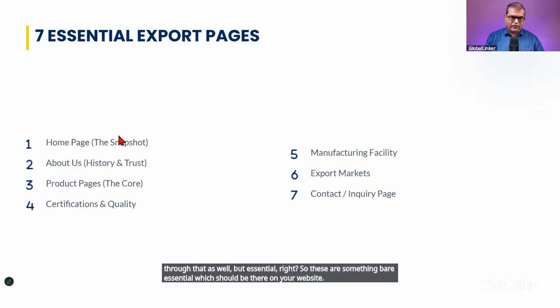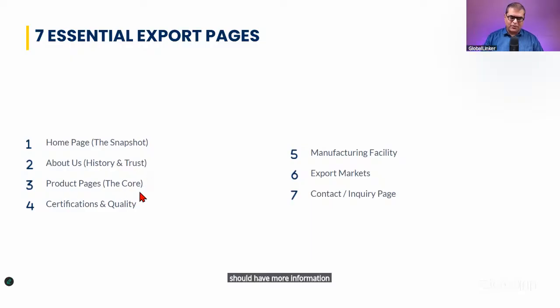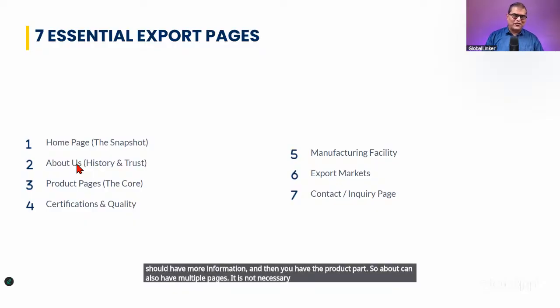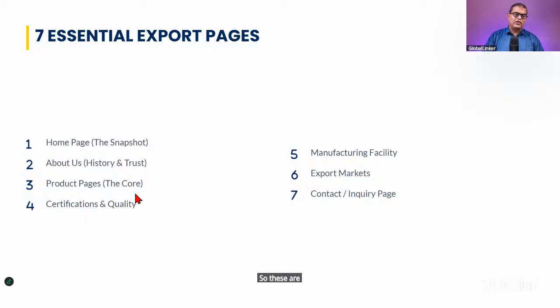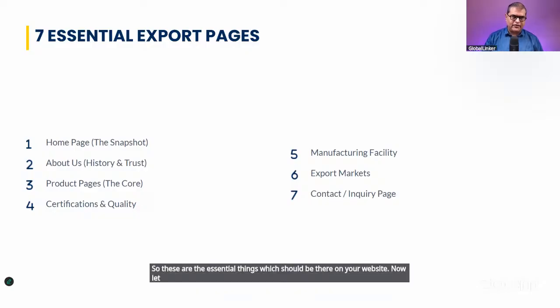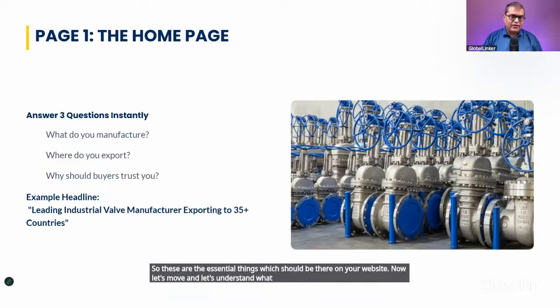So the homepage is essential. Then your about us, and about us should have more information. And then you have the product pages, and about can also have multiple pages. It is not necessary that you create just one page. And then certification and quality, which again can be multiple pages, manufacturing, export markets, and contact and inquiry. So these are the essential things which should be there on your website. Now let's move on and understand what is required for each page. Now, this is the home page.